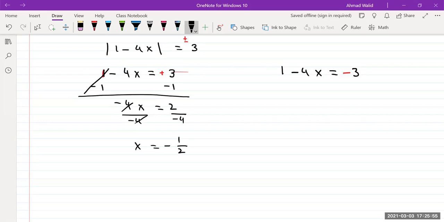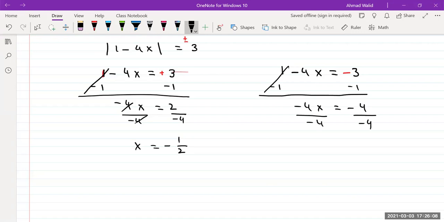Correct? This one, same thing. Subtract 1 from both sides. Then negative 4x equals negative 4. Divide by negative 4 on both sides. x is equal to positive 1.